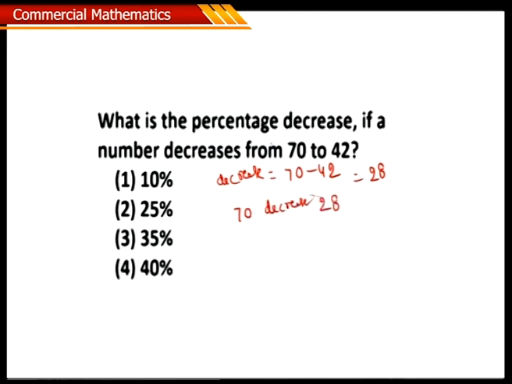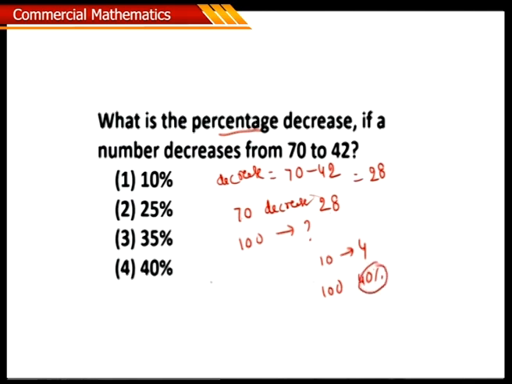Percentage of decrease you want. Percent means per 100. If it is 100, what is the decrease? Actually here there is no need to do so many calculations. Again you observe. For 70, it is 28. 70 means there are 7 tens. So for 10, it is 28 by 7, that is 4. So divide both by 7. For 10, the decrease is 4. For 100, you multiply this by 10. So 10 into 10 is 100, and 10 into 4 is 40. So the required number is 40%.